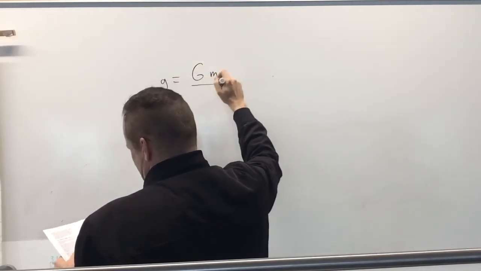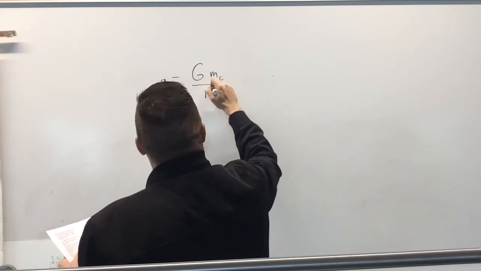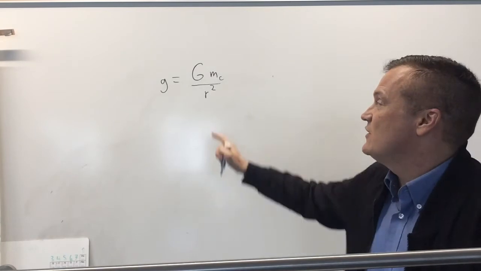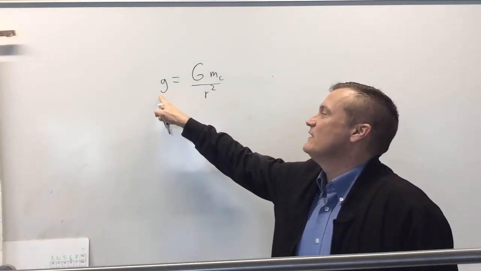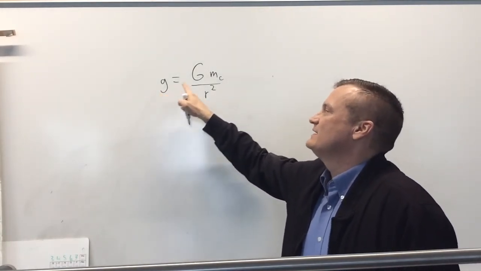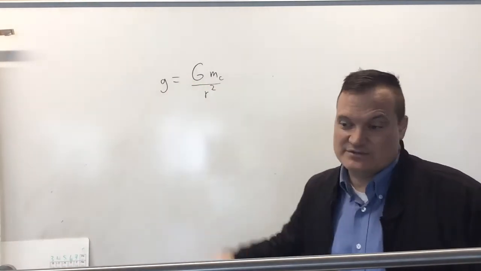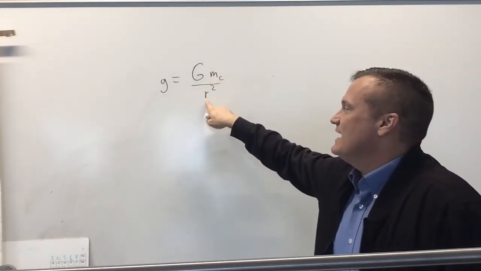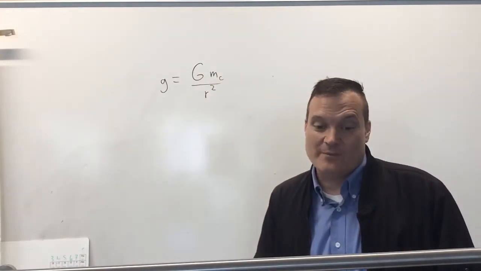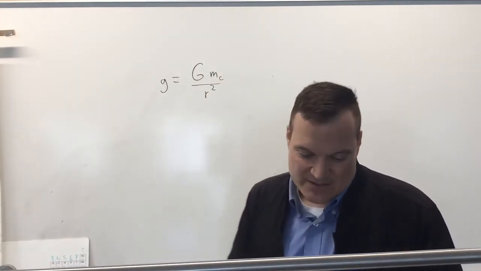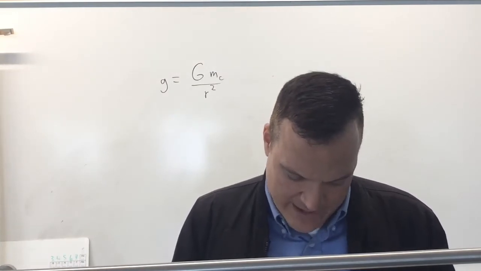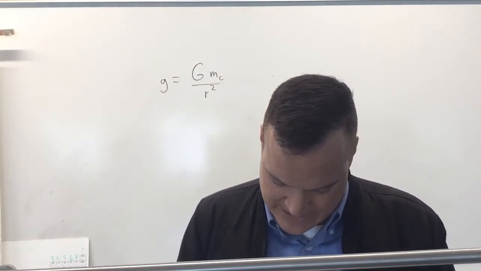And the cool thing is, it will work for any planet, any moon, anywhere you go. To find the gravitational field on that planet, you need to know the constant, which we always know, 6.67 × 10 to the negative 11, the mass of the central body, and then the radius, how far you are from the central body.